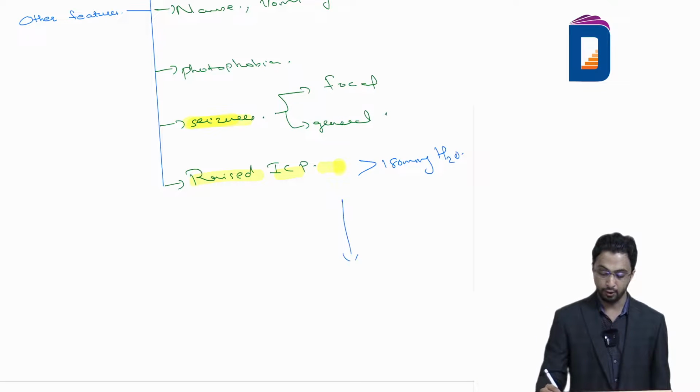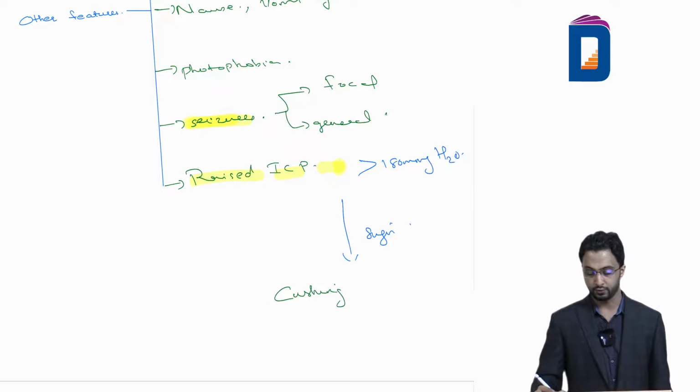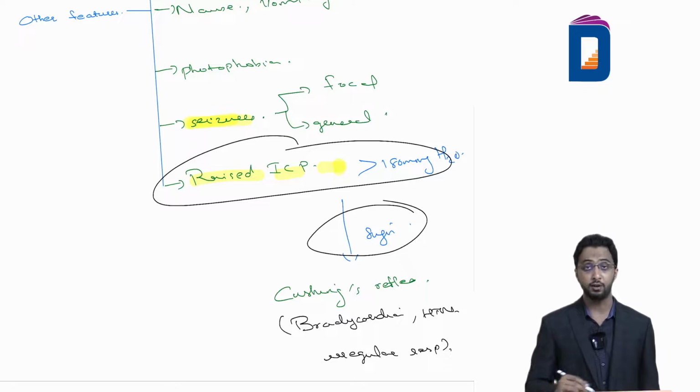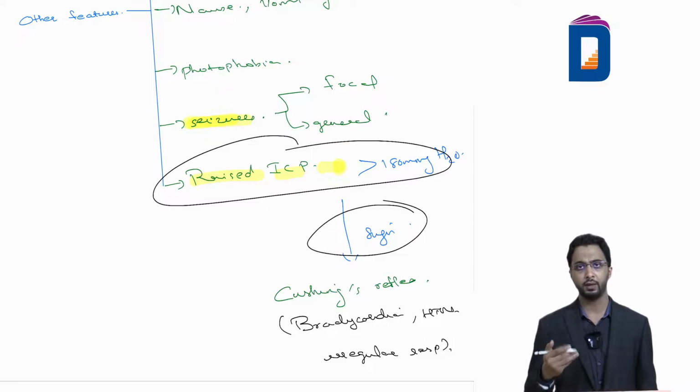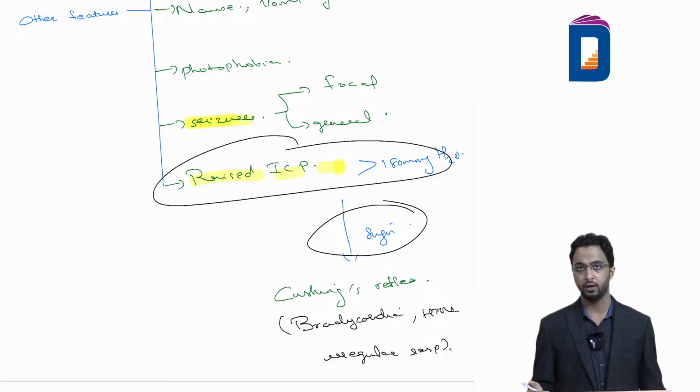Now, a very important sign of raised ICP is something known as Cushing's reflex. This Cushing's reflex is nothing but a set of symptoms: bradycardia, that is decreased heartbeat, hypertension, and irregular respiration. So it's a very important sign of raised ICP, Cushing's reflex, which is hypertension, bradycardia, and irregular respirations.